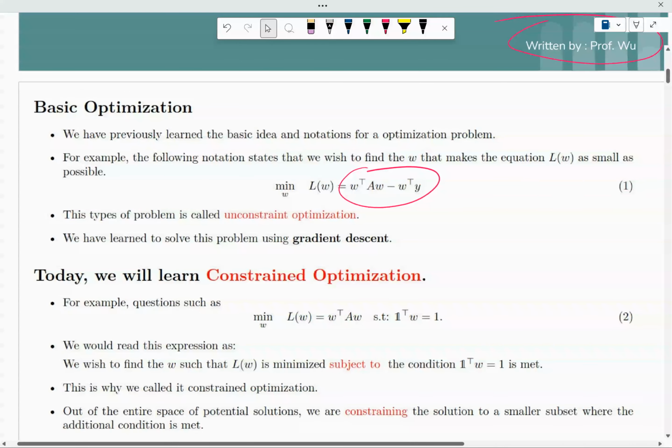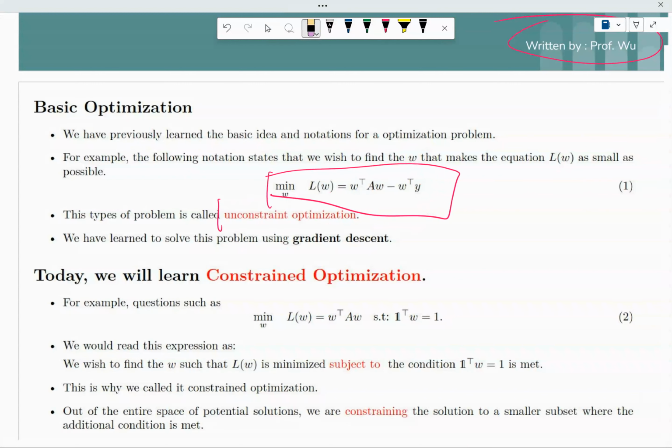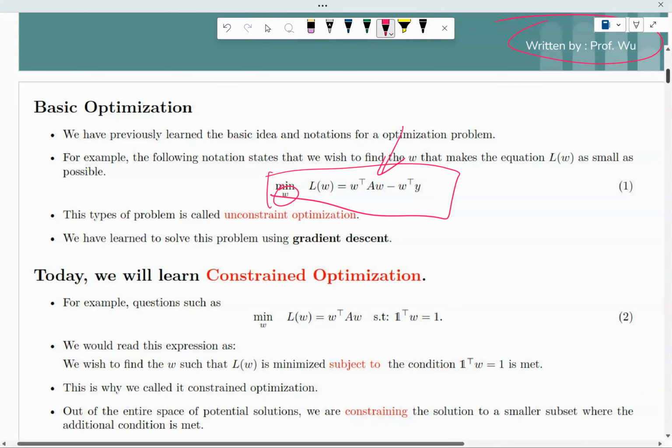This type of problem, which we've seen many times, is called unconstrained optimization. We're trying to find the W that makes this as small or as large as possible, and there are no additional constraints. We can solve this with a closed form solution or with gradient descent.